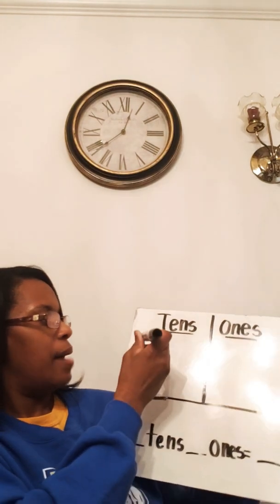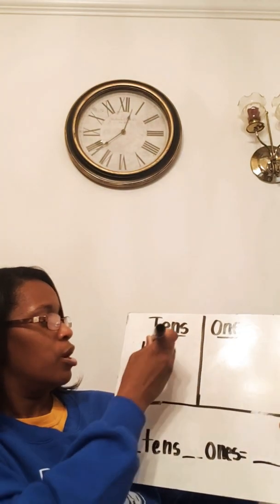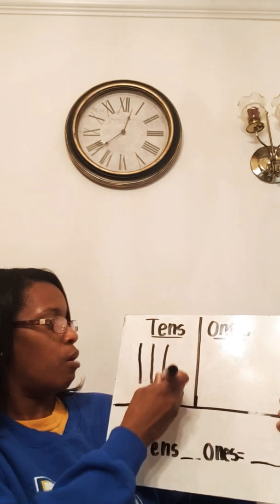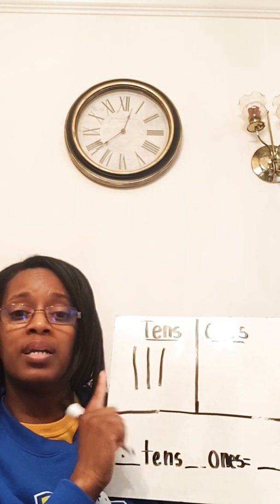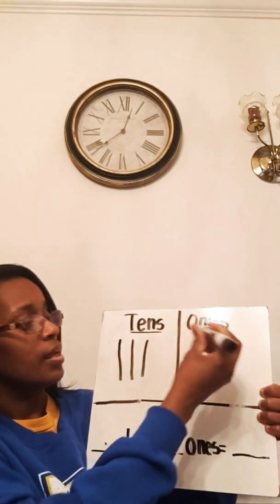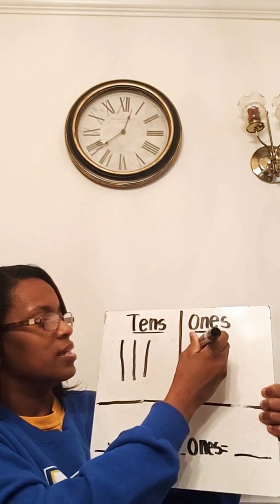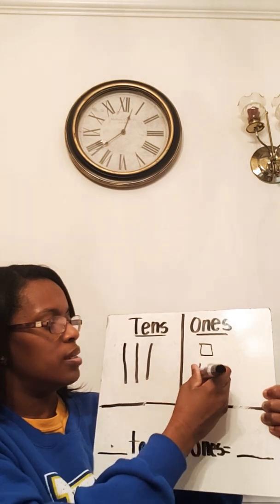All right, let's see. I'm going to draw my tens because remember, the first digit you always see in these numbers that we're working on is the tens. The first one is the tens. Let's try my ones. The second one is the ones.